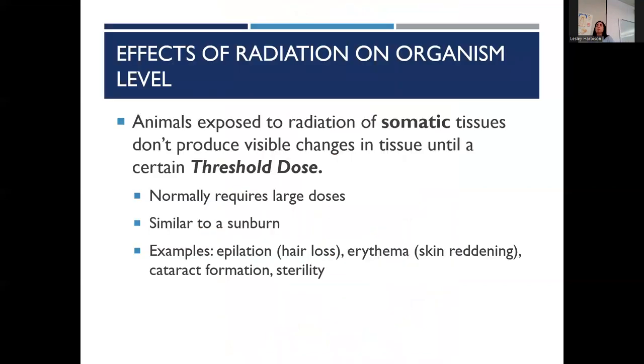Animals exposed to radiation of somatic tissue don't produce visible changes in tissue until a certain threshold dose. So now we're talking about a threshold dose and a linear progression. There's a schematic here that will show this, but a threshold dose normally requires a large dose. It means you get some radiation, and then after some point in that exposure, you start to see some effects. So it's not linear, it's not perfectly dose related. It takes this much before something starts causing significant damage enough to cause changes in your body.